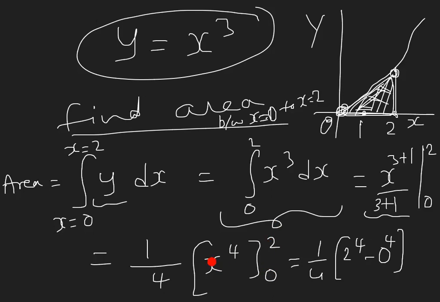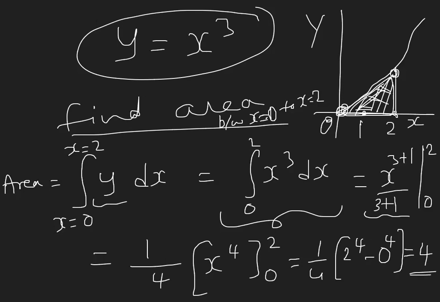Substitute the upper limit in the function: 2 power 4. Then the lower limit in the function: 0 power 4, which is 0. 2 power 4 is 16, and 16 by 4 gives my answer, 4. So the area is 4 units.